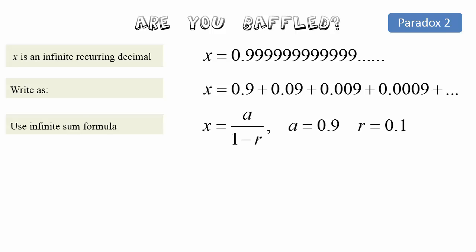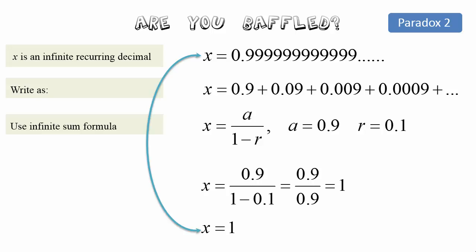Here it is. It's a over 1 minus r, where a is the first term and r is the common ratio, 0.1. In other words, what we multiply each term by to get the next term. When we make the substitution, we end up, lo and behold, with the infinite sum giving x equals 1. But again, there seems to be a contradiction here because we started by saying x is 0.999 recurring, and now we found that it is exactly equal to 1. What's happened? Let's move on to the third one.